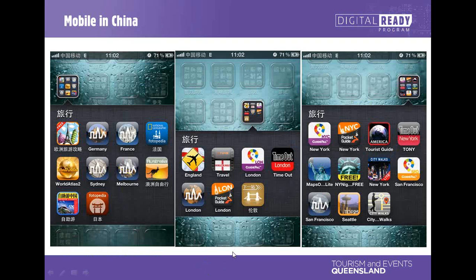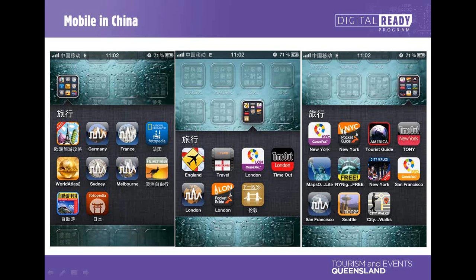Okay, so just so that you know, apps are also very highly used, and it's very much the same here in Australia as well. We use apps pretty much for everything, and so do they. As you can see, have a look at the destinations one. This is one of our TQ research people. So you can see Germany, France, Sydney, Melbourne, then we got England, London, and this is all the one person's phone, by the way. So they got multiple apps for the same product even. New York, New York, New York, Seattle, San Francisco. So they love their apps.